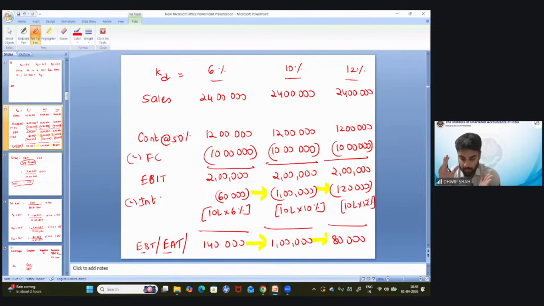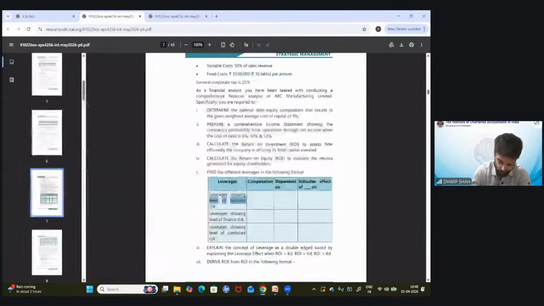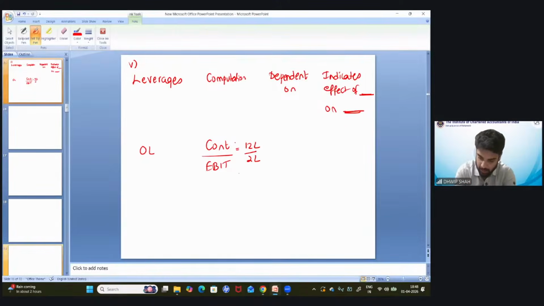अच्छा, contribution is 12 lakh. 12 lakh divided by EBIT 2 lakh, ठीक है, तीनों केस में same है. So 12 lakh divided by 2 lakh, which comes to 6. Tell me, operating leverage is dependent on which fixed cost? Operating leverage exists in the business due to presence of which fixed cost? Can I say due to presence of fixed operating cost? So can I say operating leverage is dependent on fixed operating cost?